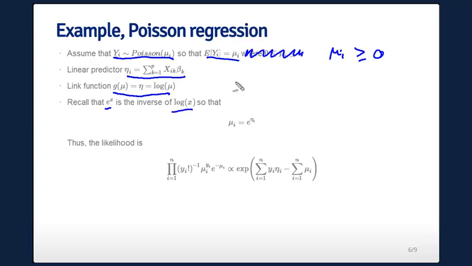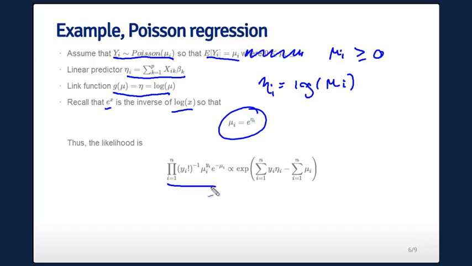So if eta i equals log mu i, then we can turn around and invert it and write that mu i equals e to the eta i. So if we write out the Poisson log likelihood and simply plug in e to the eta i for our mu's, then we wind up with an expression that looks something like this.